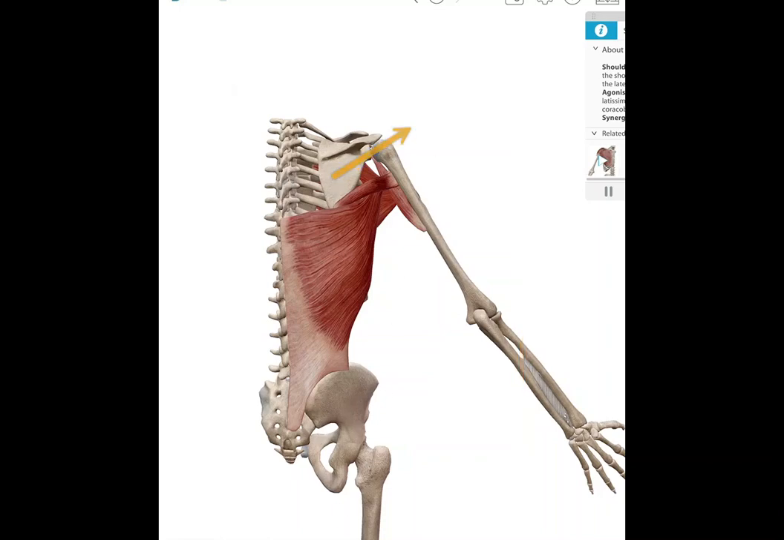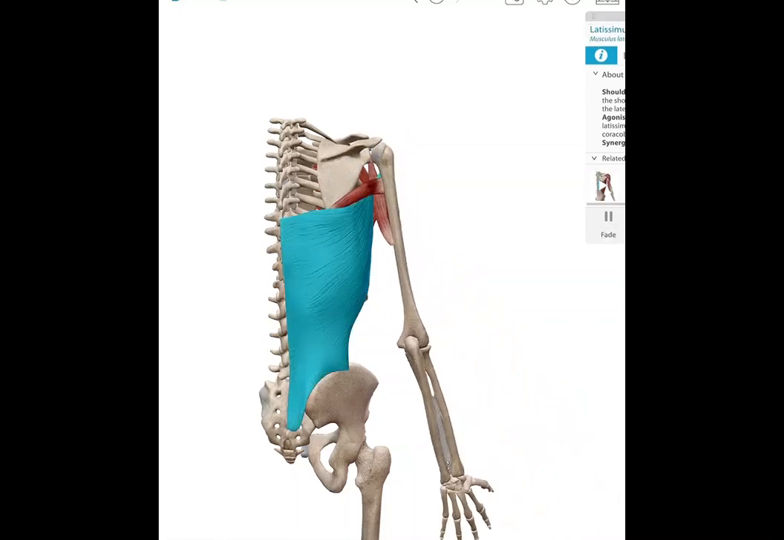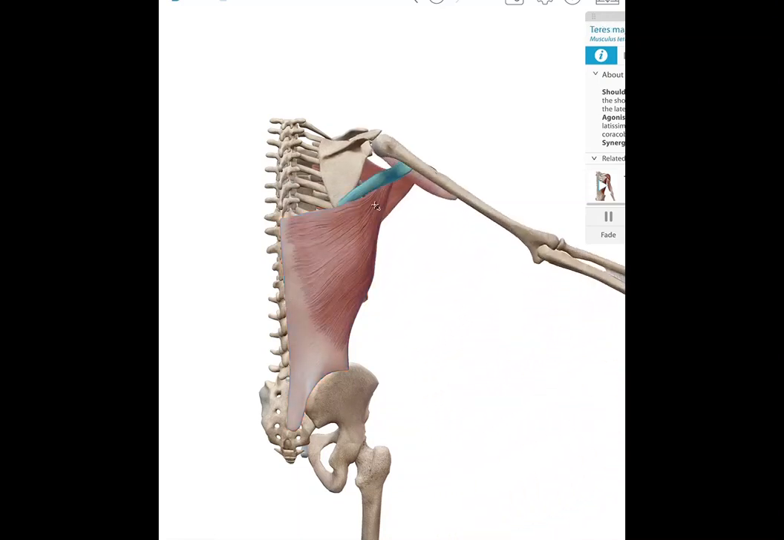So let's look at this. We'll look at it from both the posterior and the anterior views. So we have the latissimus dorsi contributing to this motion, pulling into ADduction. If we talk about the latissimus dorsi, we also talk about the little lats or the teres major muscle.